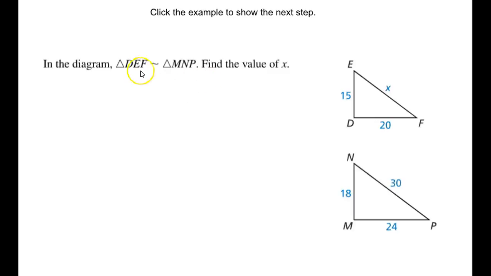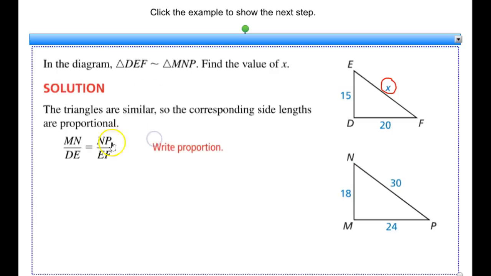Okay, so in this diagram, I'm told DEF is similar to MNP, and I'm asked to find the value of x. So here I have a triangle with a missing side length, but I know that these two triangles are similar, so I can find that missing side length. So I know that they're proportional. The first thing I want to do is write a proportion. So I'm going to take two of the sides that I do know, one side from each triangle that's corresponding, and write a proportion.